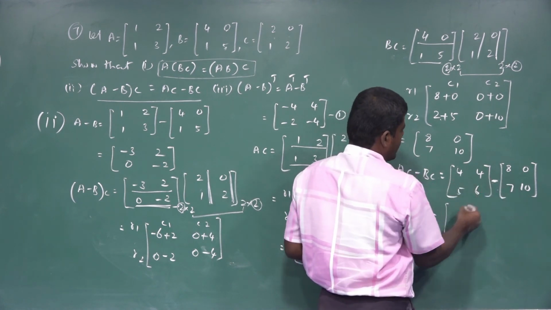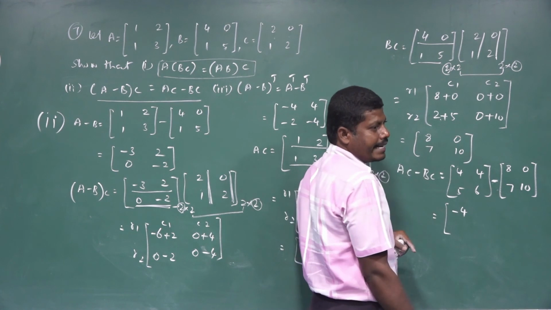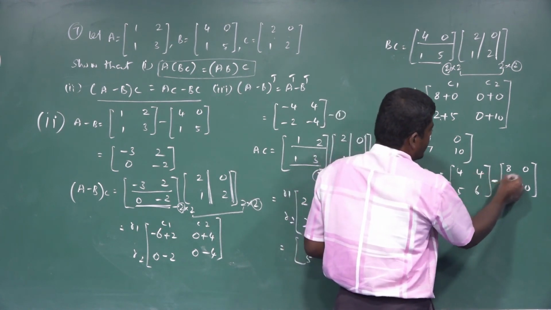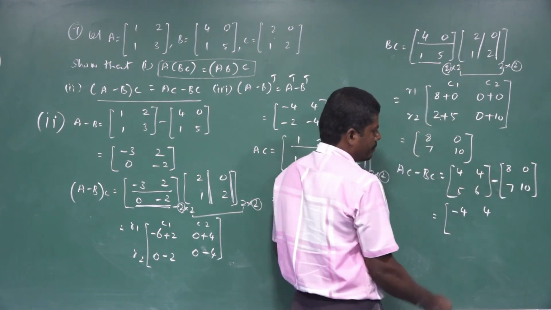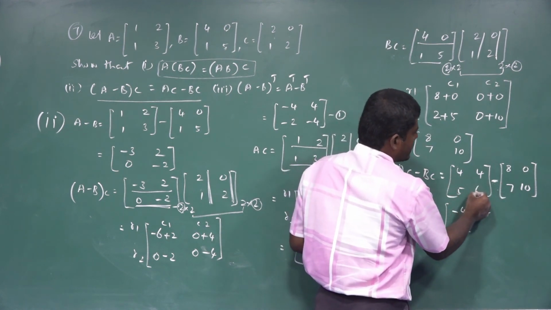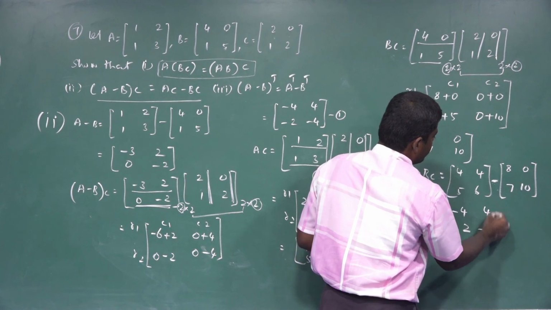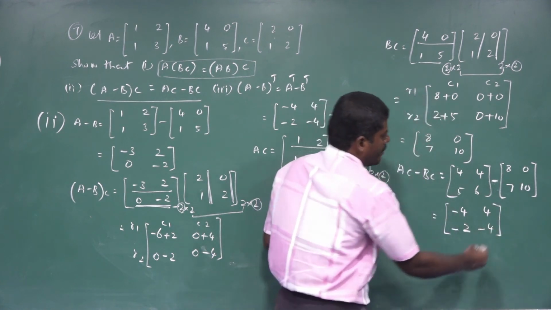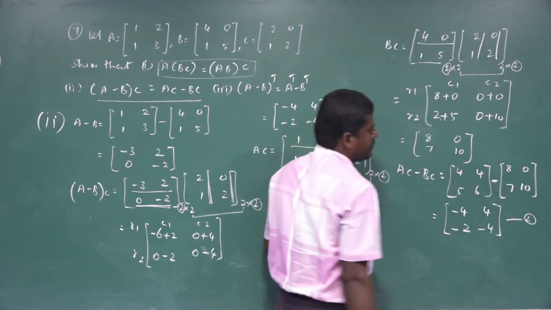Now we want to subtract these two matrices. 4 minus 8 is minus 4. 4 minus 0 is 4. 5 minus 7 is minus 2. 6 minus 10 is minus 4. This is our right side answer.